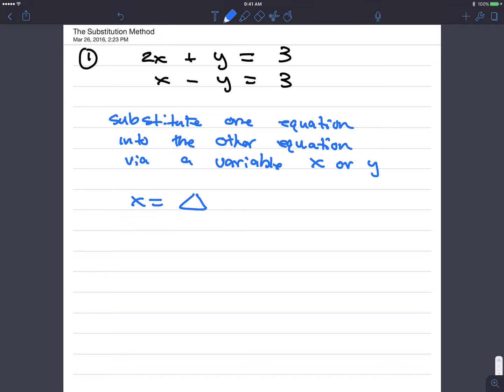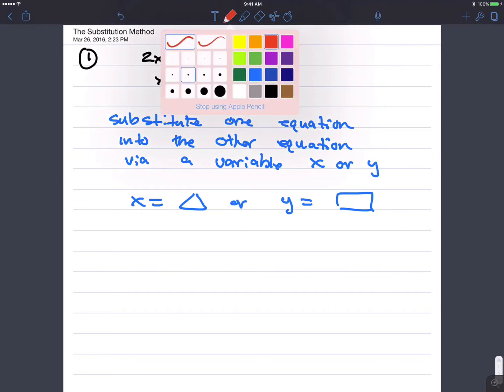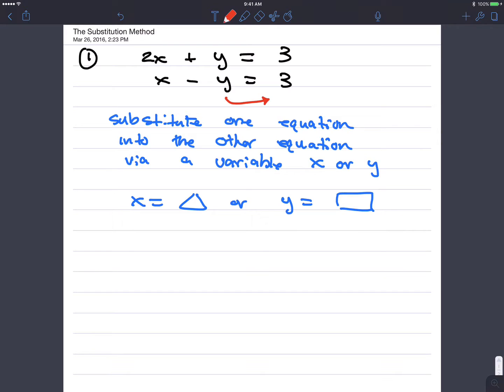So what that means is one of the equations has to be of the form x equals something or y equals something. You have to have this for one of the equations, and whatever it is, you plug that into the other equation. And this is what I'm talking about. The second equation of the first problem here, if we solve for x, we're going to add y to both sides and solve for x here.